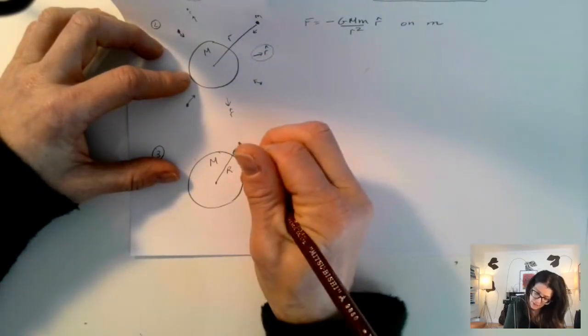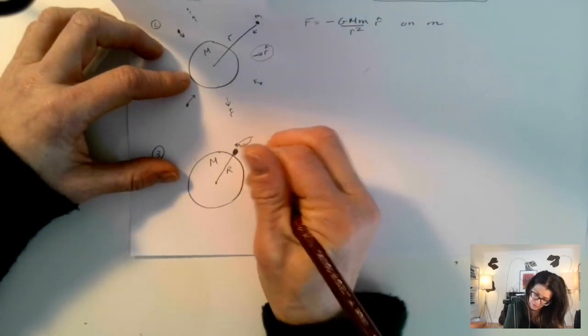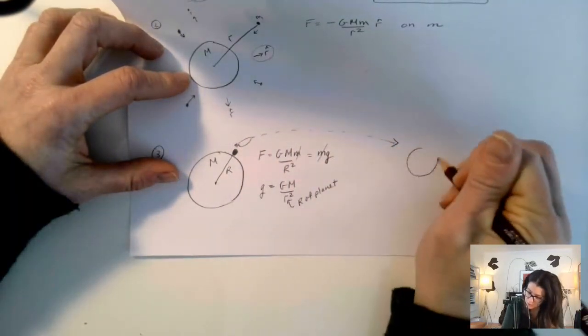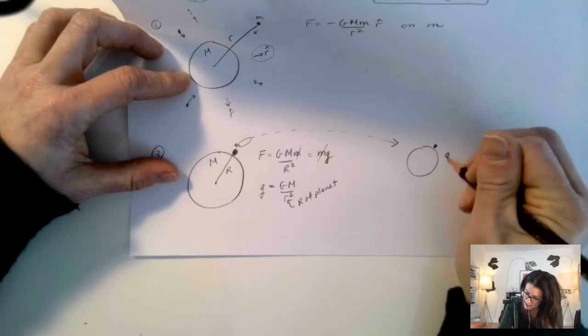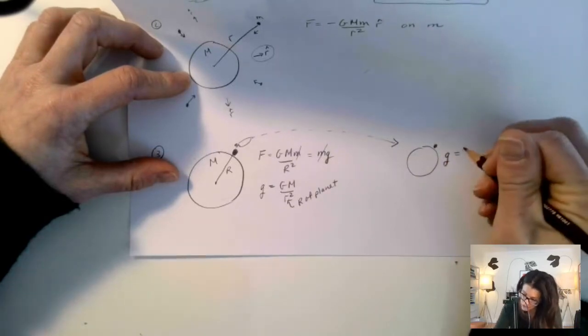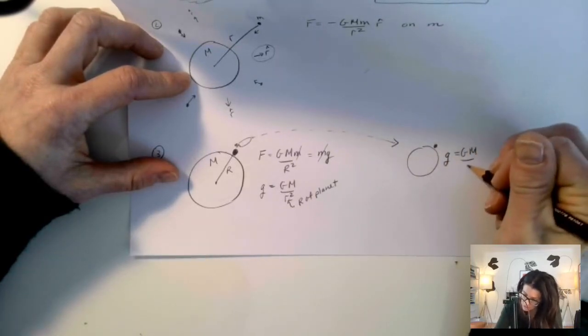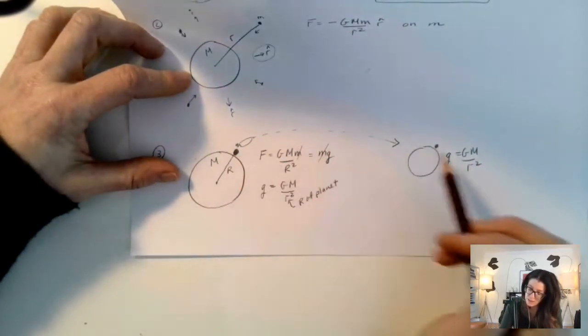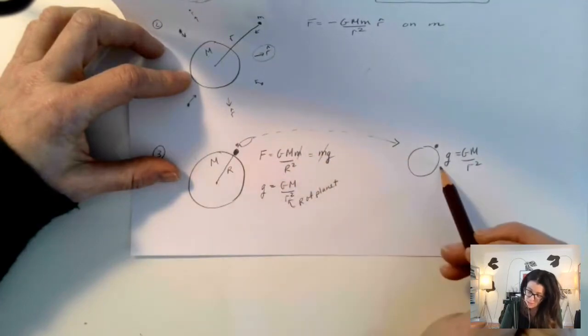What's kind of cool is I can get in a little spaceship and fly to the moon. There I am, here's me on the moon. I can get g on the moon doing the same thing. It's just big G times the mass of the moon divided by the radius of the moon squared. And so this gives me the freedom to calculate the gravitational acceleration at any point.